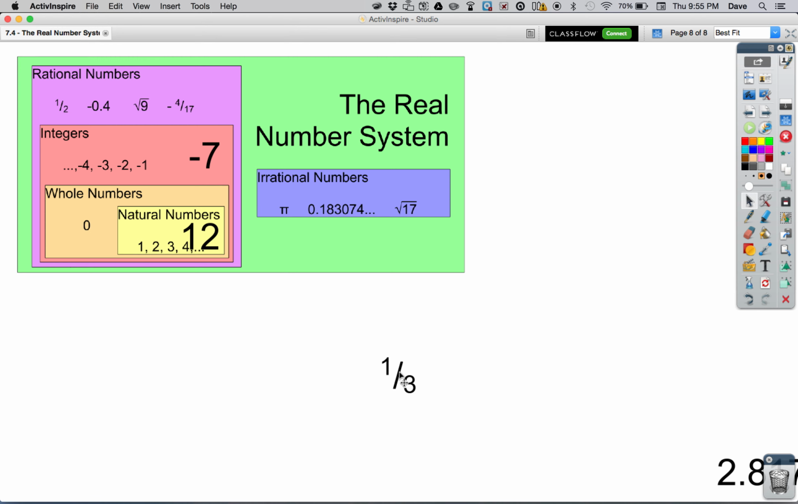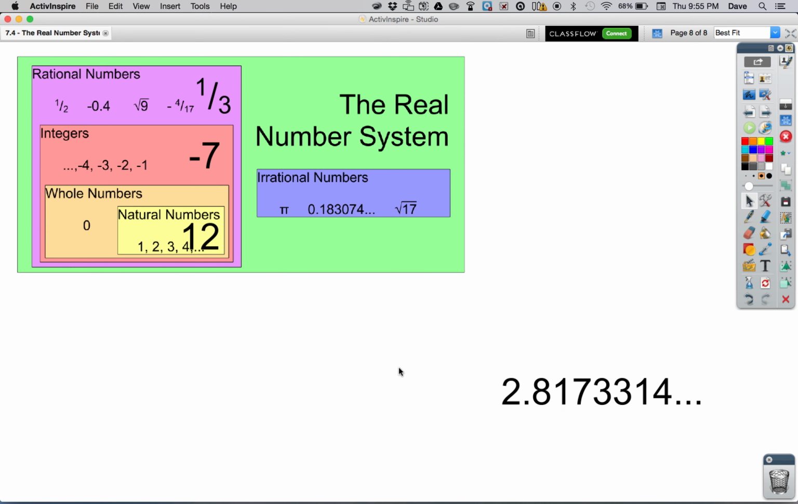Alright, how about this one? A third. Now, I mentioned this before on the other slide. 1/3 as a decimal is 0.3 repeating. So it is an endless decimal, but it's an endless decimal with a pattern, which still does not make it irrational. Well, it is a fraction, so it is a rational number. Would we consider this an integer, a whole number, or a natural number? No, because it's a partial number. Integers, whole numbers, natural numbers don't include these partial numbers, and so the deepest I can take 1/3 into my Venn diagram is rationals, and so it only fits into one category.